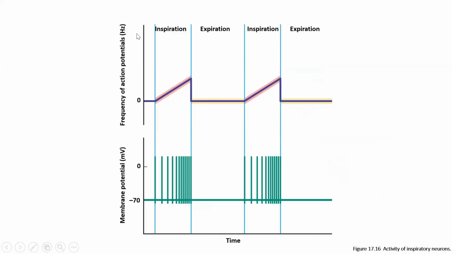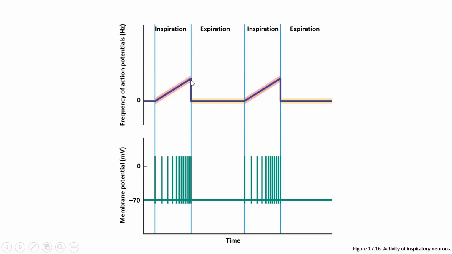So we're looking at the frequency of action potentials up here, and that is reflected by the membrane potential change down here. This is only for the inspiratory neurons. During inspiration, the frequency of the action potentials ramps up, or progressively increases, as we get deeper into breathing. As you begin that breath, they're more sporadic, and then as we get deeper into that inspiratory breath, the action potentials speed up in their frequency. We can see that by the increase in the curve up here.